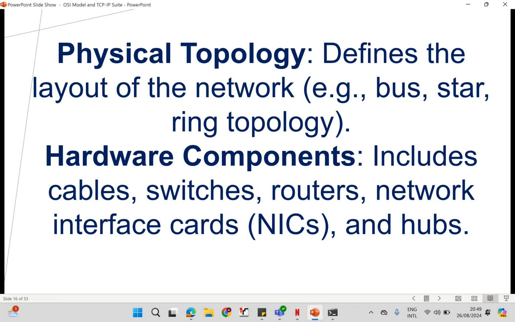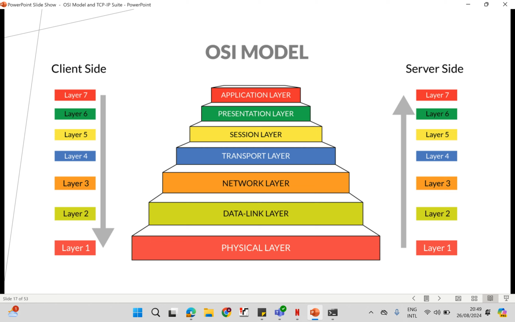But this is what you need to understand there: that you are seeing switches and routers here does not mean these devices are operating at layer 1. No. You only have cables working at this layer. That is your layer 1. Please note that. So that is the physical layer.